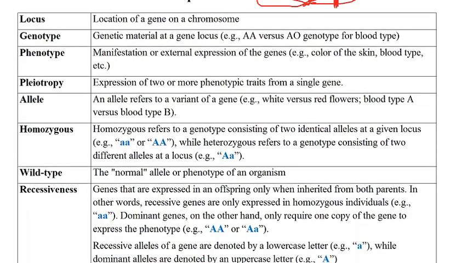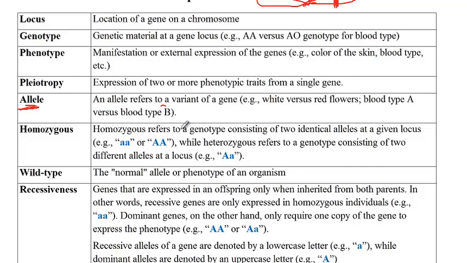So genotype is the genetic material at a gene locus, versus phenotype is the manifestation or external expression of these genes, like for instance color of the skin or the blood type. The next term is called pleiotropy, and that's when a single gene will lead to expression of 2 or more phenotypes. And I'm going to give you an example. The gene that expresses melanin, for instance, if that is defected, then it would lead to albinism, where multiple organs will be affected. Like, for instance, these people will have a very fair skin, they will have a white hair, and they would have a pink color of the iris because there is no melanin in these tissues.